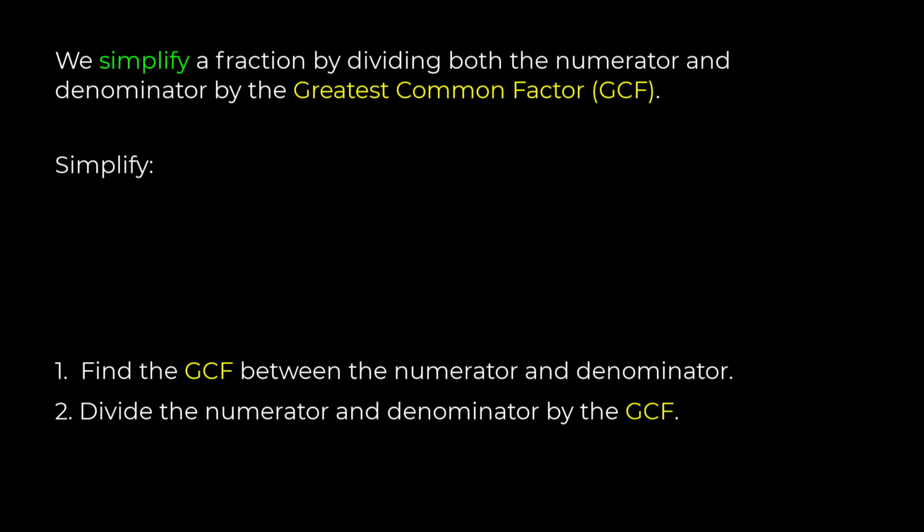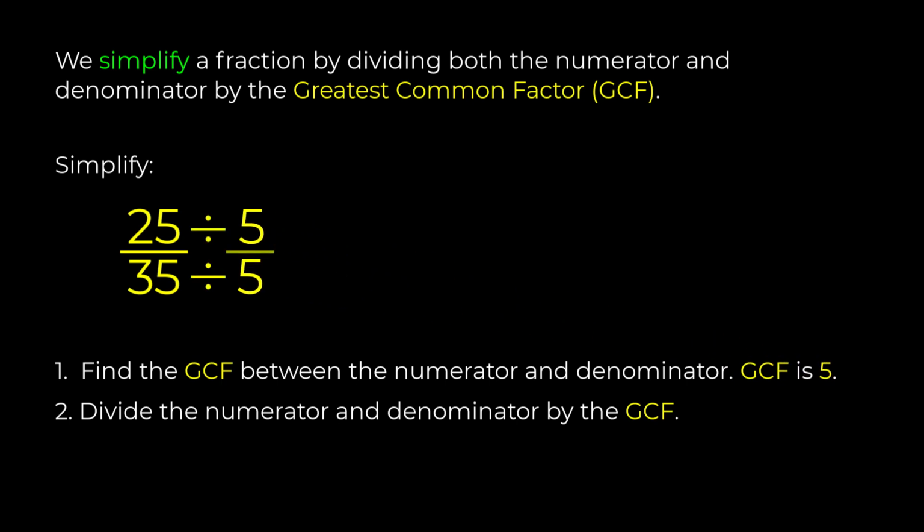Let's try another. Let's simplify the fraction 25 over 35. Again, we start by finding the greatest common factor of 25 and 35. The answer is 5. Then we divide both the numerator and denominator by 5. 25 divided by 5 is 5. 35 divided by 5 is 7. The answer is 5 over 7.